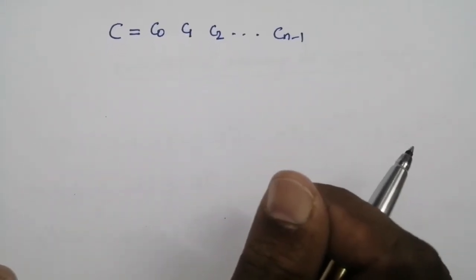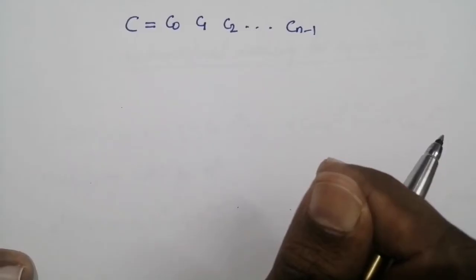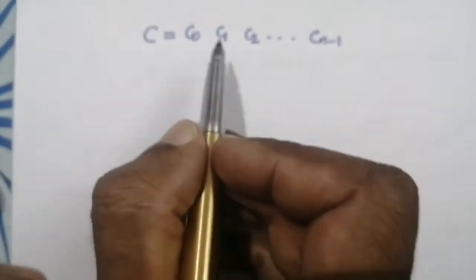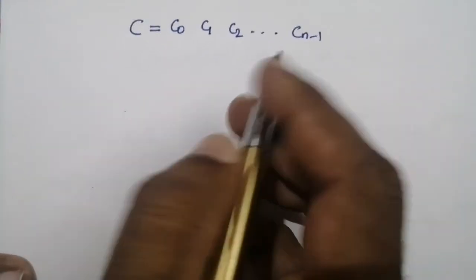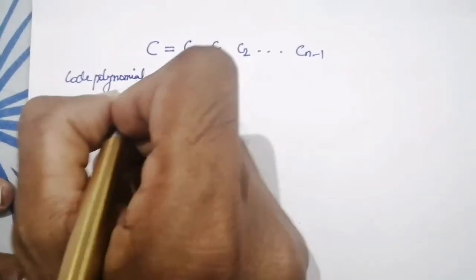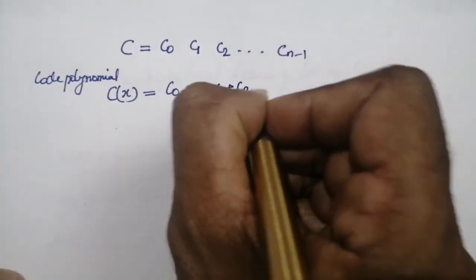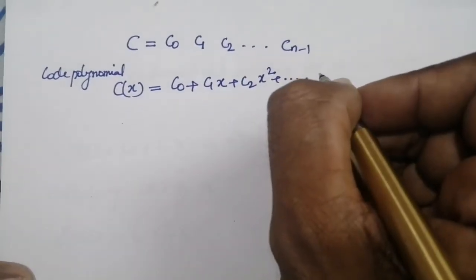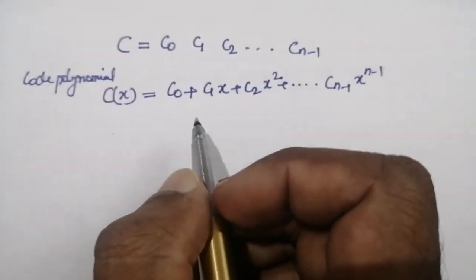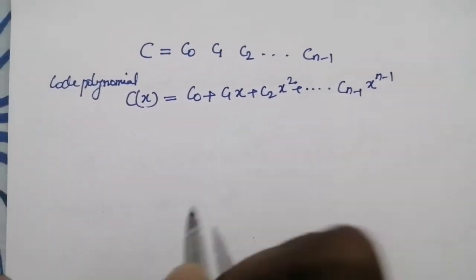To explain various algebraic properties and operations pertaining to cyclic codes, it is necessary to associate a code word of the cyclic code with a polynomial. So we know that our code word C is C0, C1, C2, etc., Cn minus 1. Now the code polynomial is represented as C of x. C of x is C0 plus C1x plus C2x square plus etc. plus Cn minus 1 x raised to n minus 1. Here the coefficients C0, C1, C2, etc., Cn minus 1 of the polynomial are the bits of the code word.